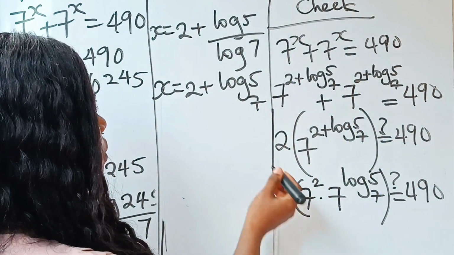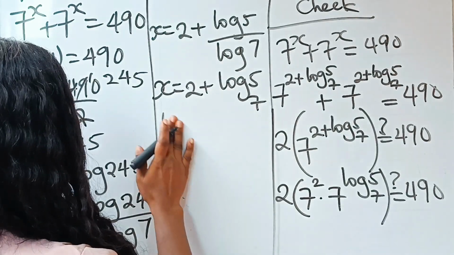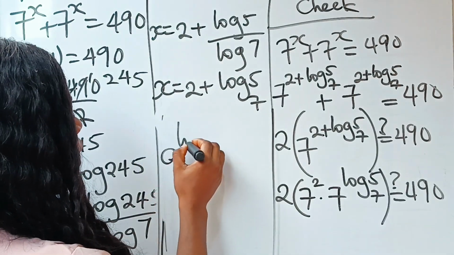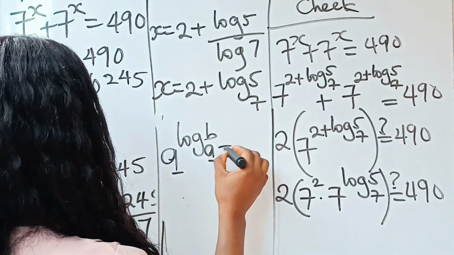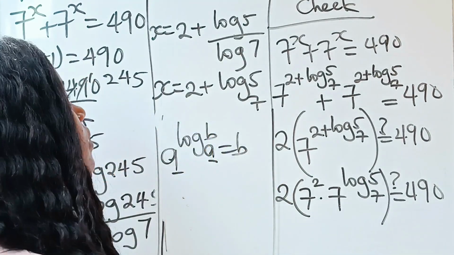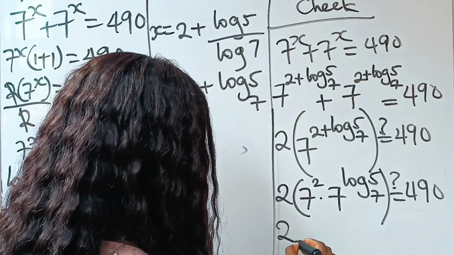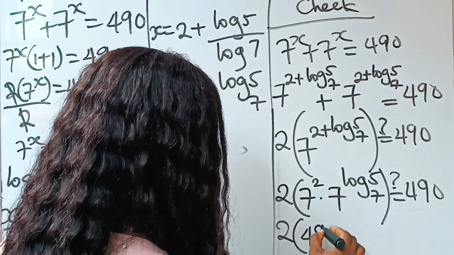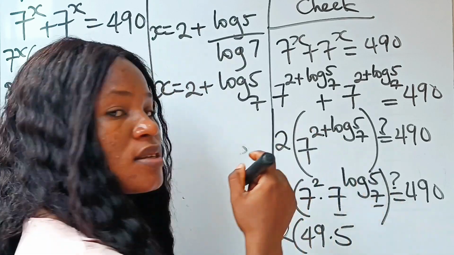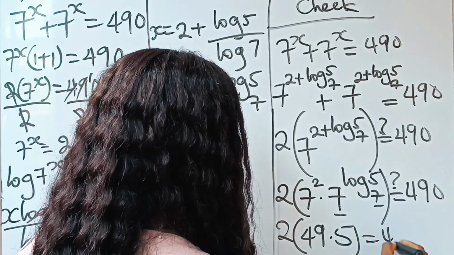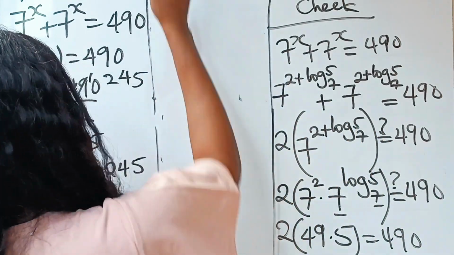Okay, let me say something here. When you have a to the power of log b base a, this is equal to b. Therefore, we can write here 2 bracket 7 squared is 49 multiplied by, since we have the same thing, this is the answer for here, 5, is equal to 490. Okay, all right, permit me to clean here.